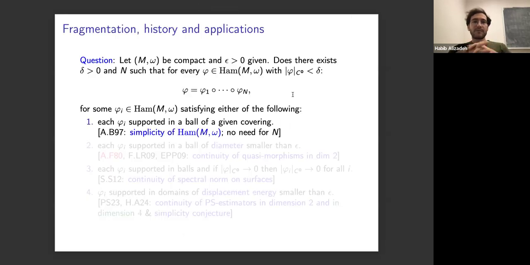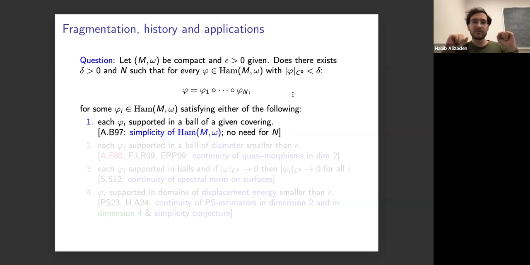So what do we mean by fragmentation? In general, there's this question that seems to be very hard to solve in higher dimensions, and it's basically solved in dimension 2. It is the following. If you have a compact symplectic manifold and you're given a small epsilon, does there exist a small delta and a number N such that any Hamiltonian diffeomorphism of M that is C0 small, very close to identity in the C0 topology, can be written as a composition of simpler Hamiltonian diffeomorphisms, phi_1 to phi_N?